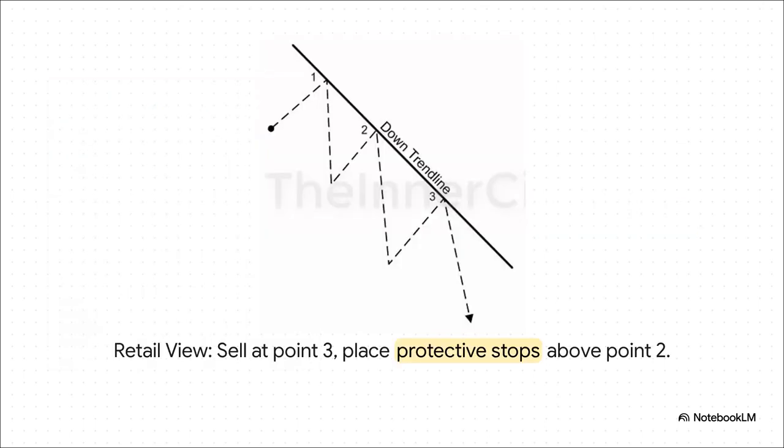And guess what? It is the exact same story in a downtrend, just flipped upside down. Retail traders see lower highs. They draw their line, and on that third touch, they feel great about selling short. Their stop losses, which are buy stops, get placed just above the previous swing high at point 2. And once again, their actions are totally transparent to the institutions.